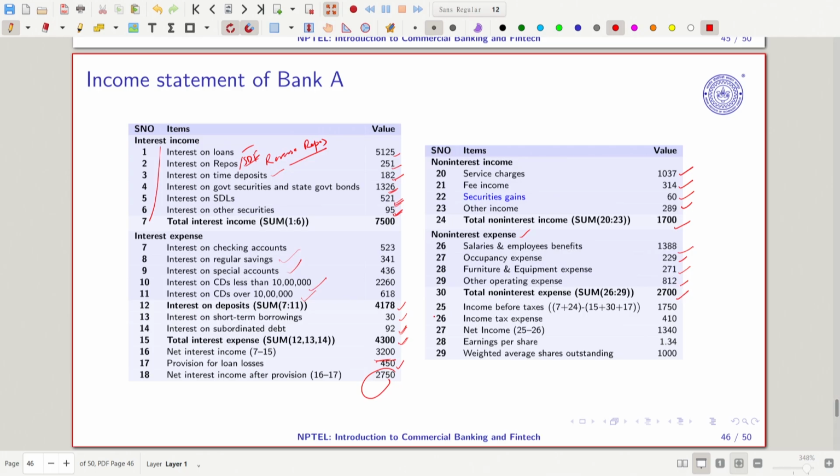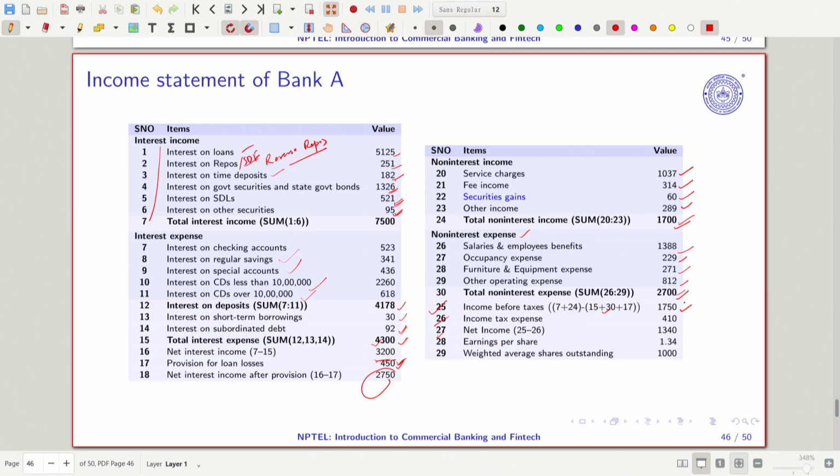Now we are calculating 25, 26 and 27, which are very important. Income before taxes, we are saying that you add 7 plus 24. So income before taxes means total interest income plus the non-interest income minus, here I am summing the 15. So 15 is the total interest expense plus 30, which is the total non-interest expense, plus 17, here we have provision for loan losses. So this comes out to be 1750.